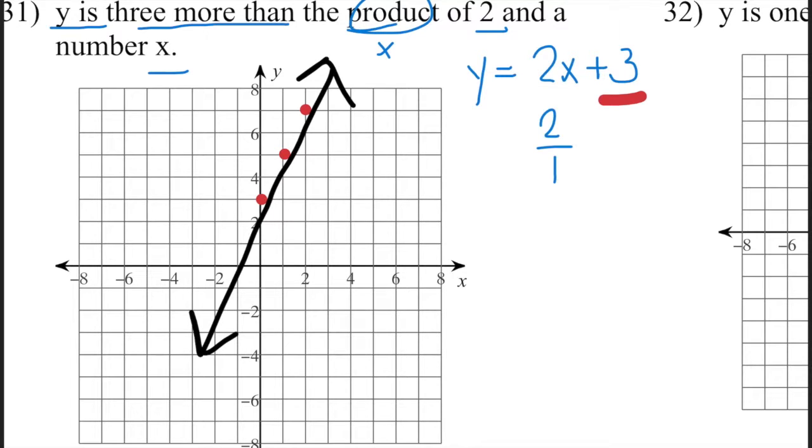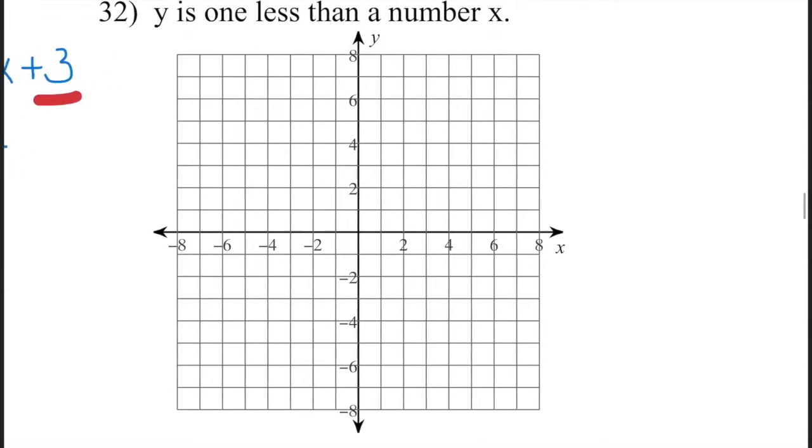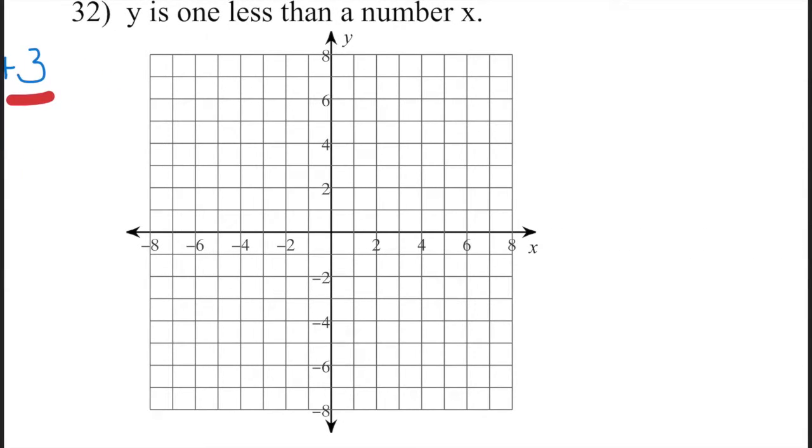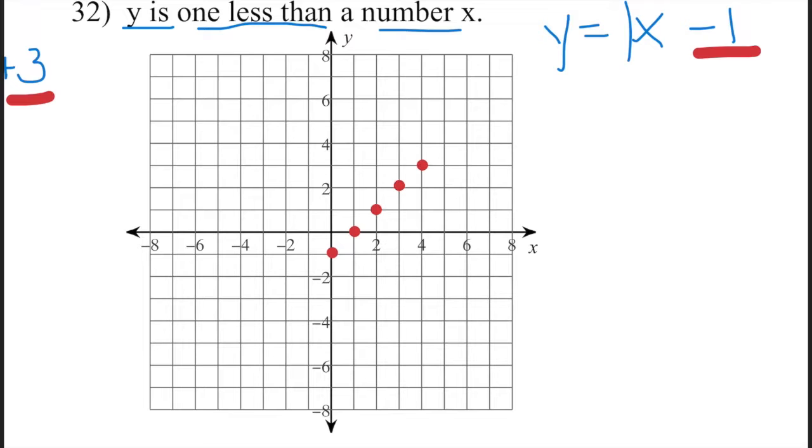I really wish I had a ruler function on this page because those squiggly lines are bothering me. All right, let's go to number 32. Y is 1 less than, so minus 1 at the end, a number x. So y is 1 less than a number x. Y equals x minus 1. Our y-intercept is negative 1, and our slope is 1x. So we're going to go in a perfect diagonal to the right because it's positive. And this is our line.